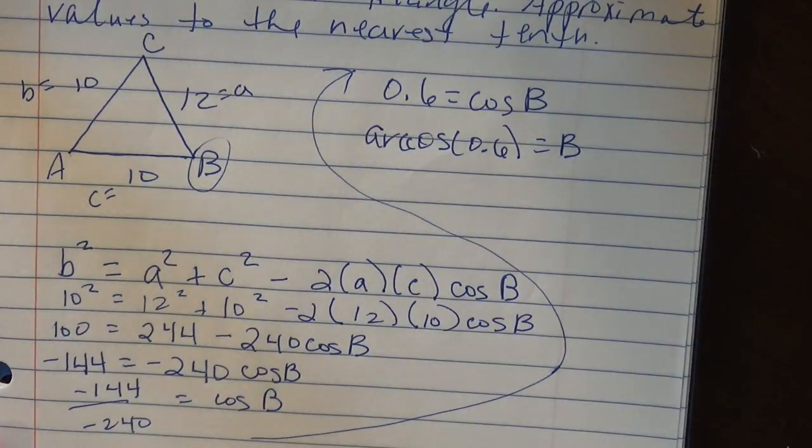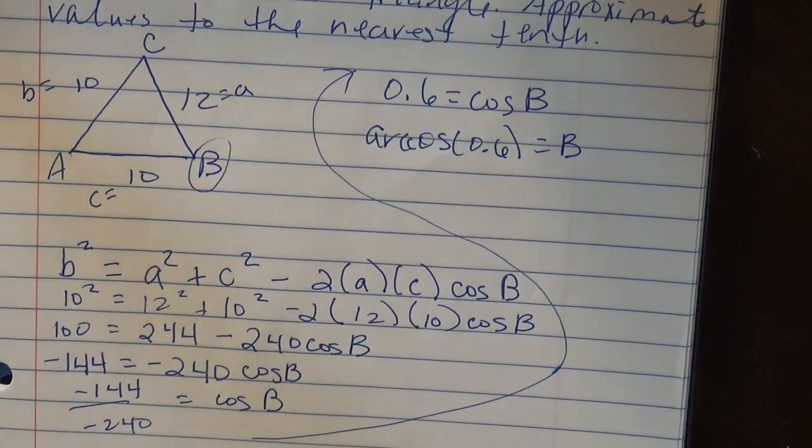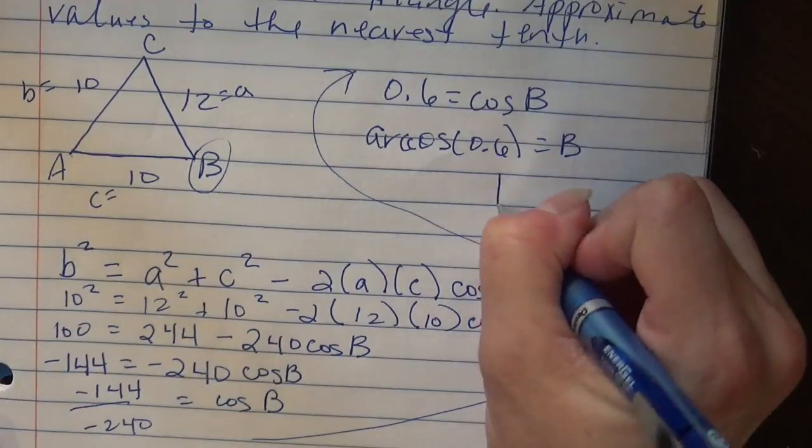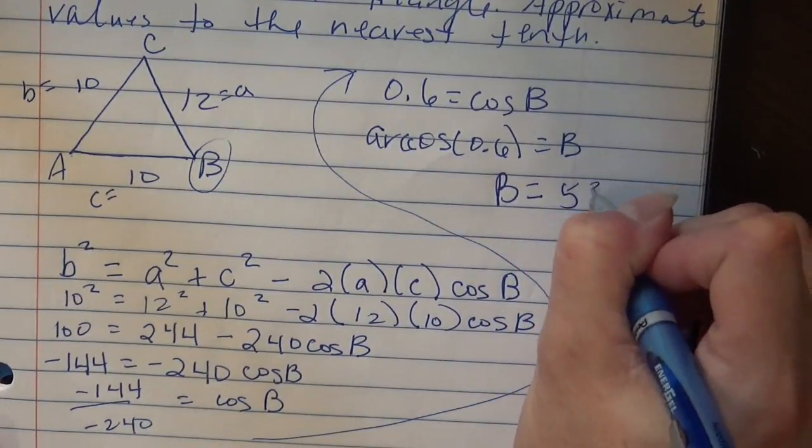And we can calculate that. Of course, make sure your calculator is in degree mode. And you're going to do cosine inverse of 0.6. And that should give you 53.1. We were asked to round to the nearest tenth. So angle B is 53.1.